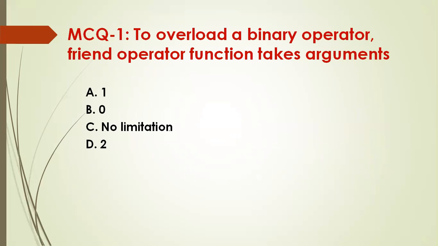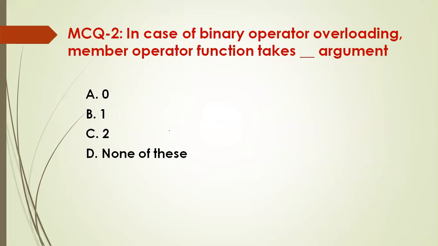Some simple multiple choice questions are: to overload a binary operator, a friend operator function takes how many arguments? If it is a friend operator function, for binary it takes 2. Whereas a member operator function takes only 1. The correct answer is 2D. In case of binary operator overloading, a member operator function takes only 1 argument. The correct answer is B.